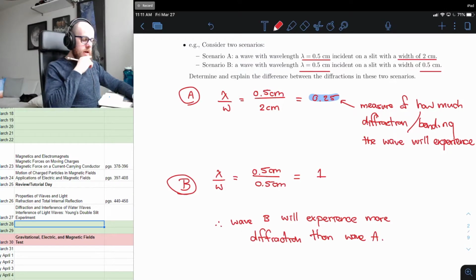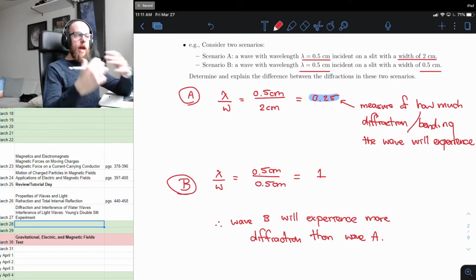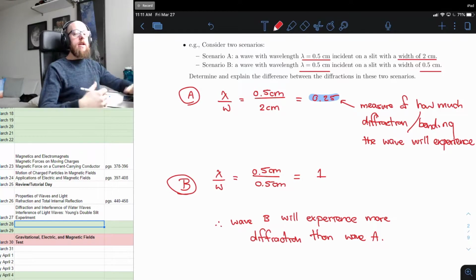Essentially, this ratio between the wavelength of the incoming wave and the spacing of the gap that the wave is allowed to pass through tells us how much diffraction we're going to get. When this ratio is very small, there will be very little diffraction. When this ratio increases, there will be more diffraction.